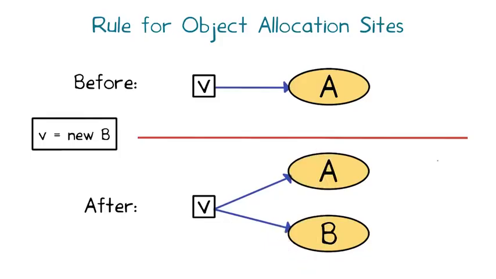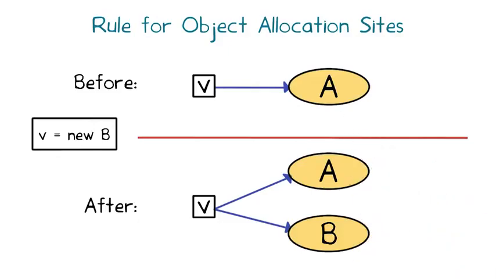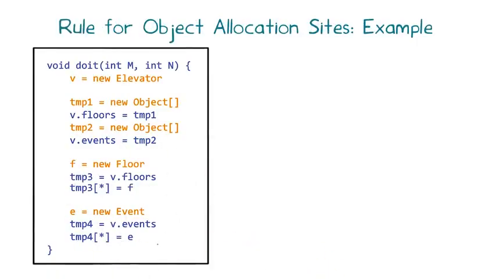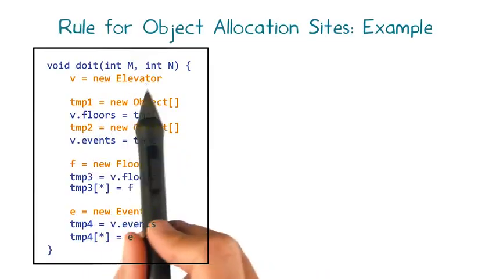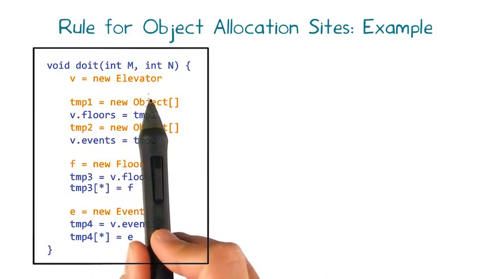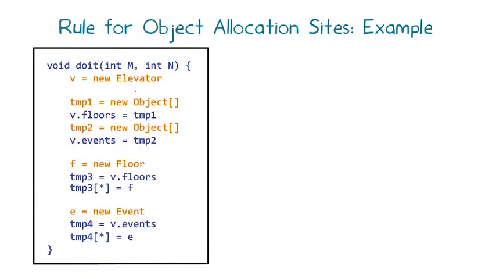This rule, as well as the remaining rules we'll discuss, is a weak update in which we accumulate instead of replacing the points-to information, which would be a strong update. This type of update is a hallmark of flow insensitivity. Looking at our example elevator program, let's apply the object allocation sites rule for each object allocation statement. From this first allocation statement, we create an allocation site node for the elevator, we create a variable node for v, and we make the variable node point to the allocation site node.